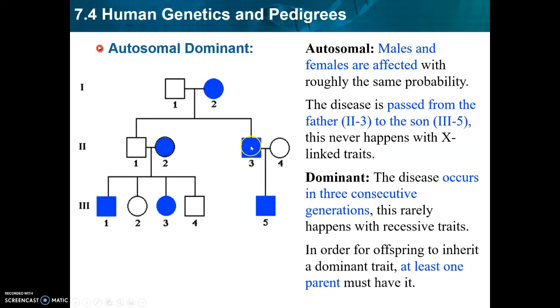So dad was affected. Same here. This person 3 was affected. They had to get a dominant allele from one of their parents, and so that's why you see it showing up in every generation.